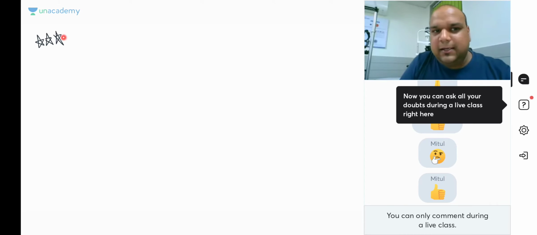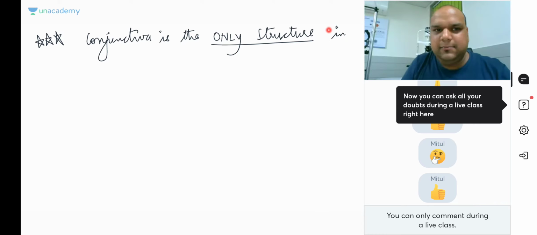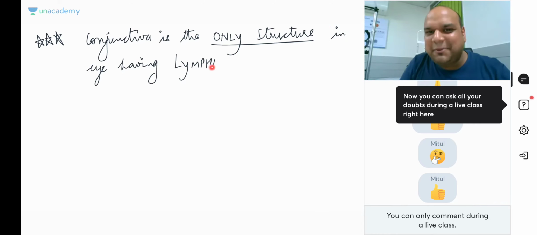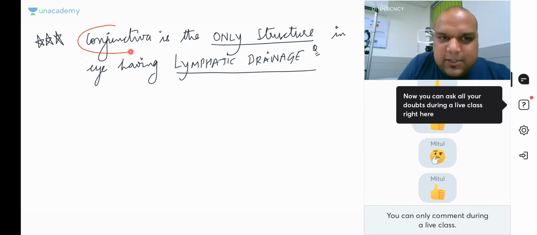conjunctiva is the only structure in the eye having lymphatic drainage. Please remember this. It's a very simple question they will ask you: lymphatic drainage from the eye occurs from which part? The only answer is conjunctiva. Please remember, lymphatic drainage in the eye occurs only from conjunctiva.